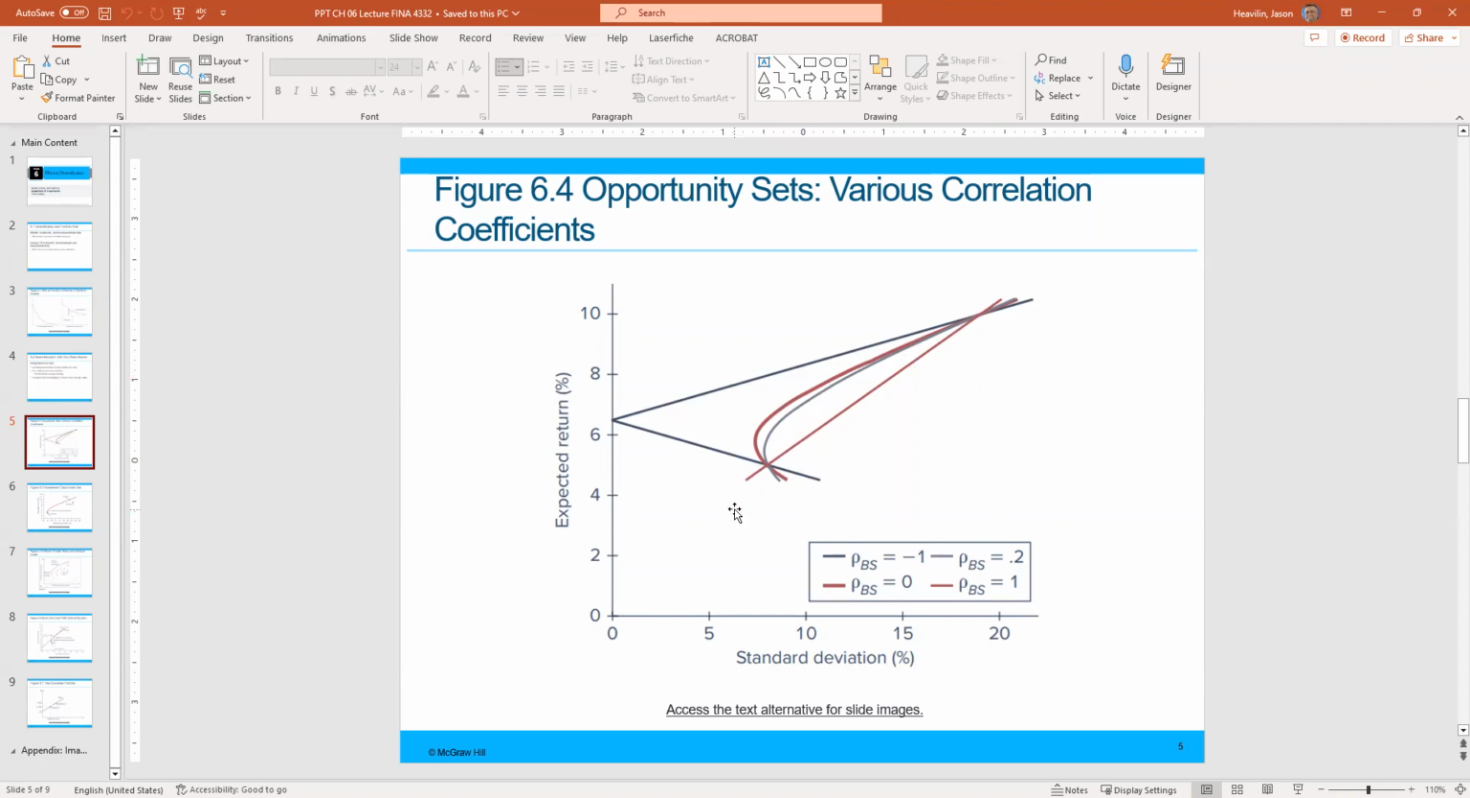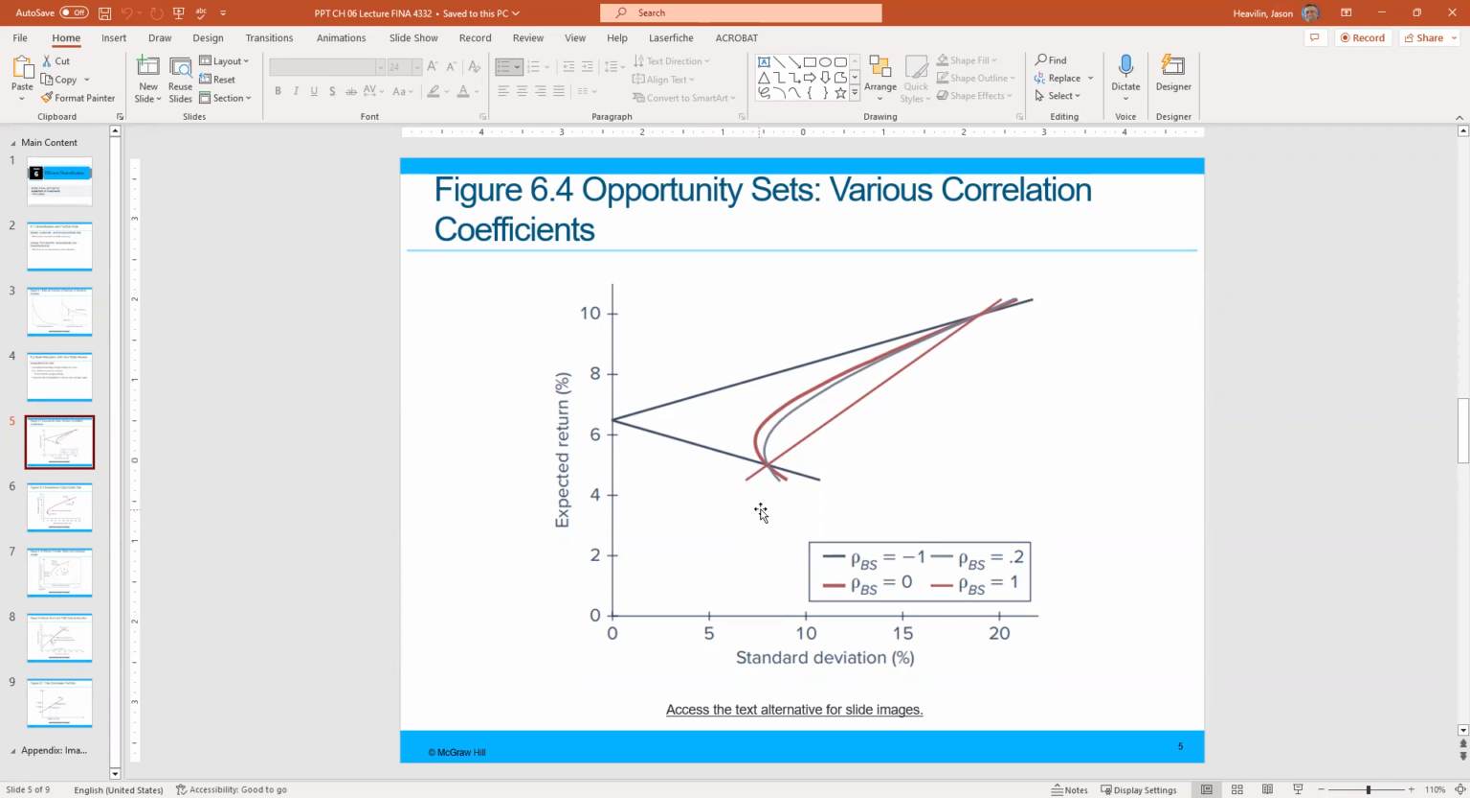So let's say we are dealing here with two stocks. We're going to say stock A is down here and stock B is up here. If you put all your money in stock A, you'll be at this point, which is about, let's say, 7% standard deviation and about 4.5 returns. Roughly speaking, it doesn't matter. So if you put all your money in stock A, that is the risk you're taking, 7% standard deviation, and you're going to expect about 4.5% returns.